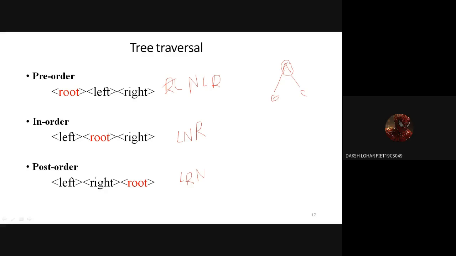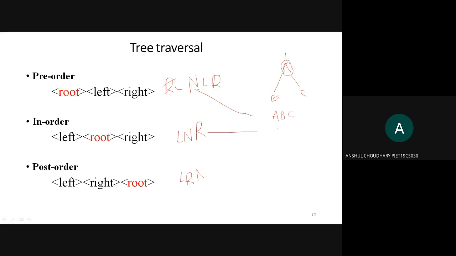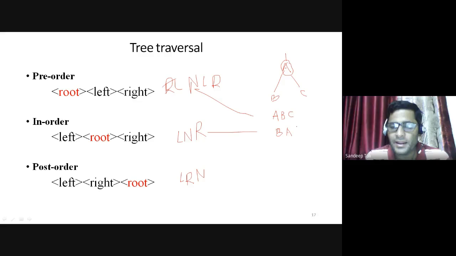ABC. Yes. First of all, what will we access? Root. So in the display, the root will come first, then its left child, and then its right child. So this is its pre-order. What will the in-order be? BAC. So the left node comes first, then the root node is accessed, and then the right node is accessed.